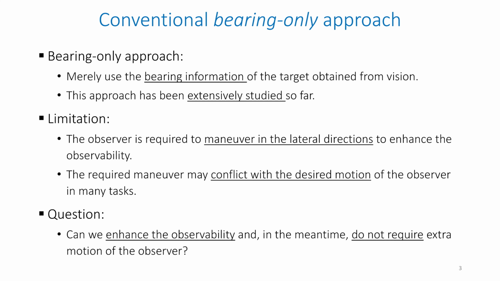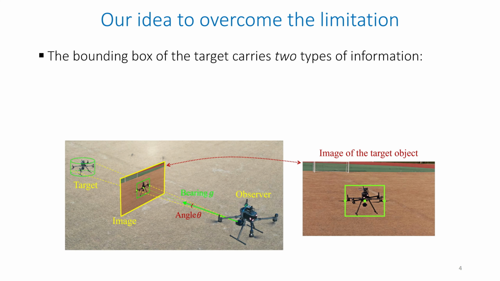Can we enhance the observability and, in the meantime, not require extra motion of the observer? This is an important fundamental problem. We notice that, when a target has been detected in an image, we can obtain a bounding box that surrounds the target's image. The bounding box carries two types of useful information.